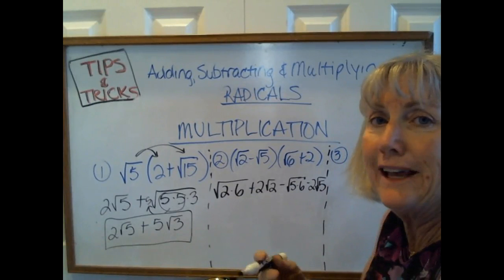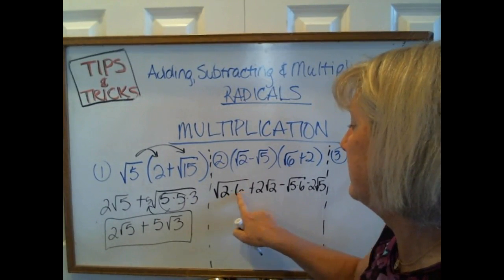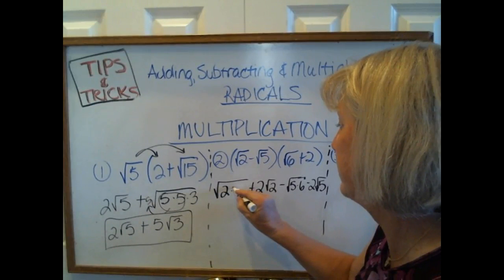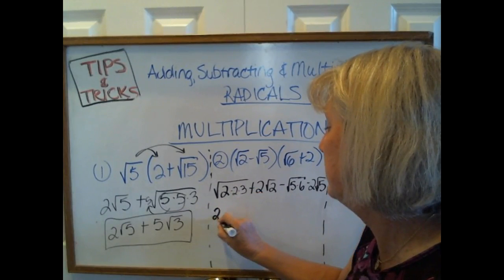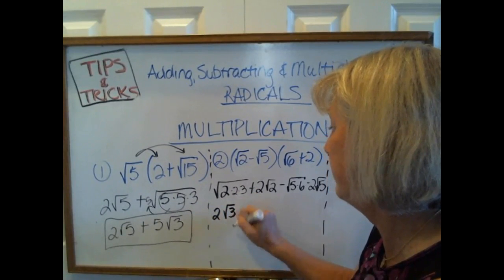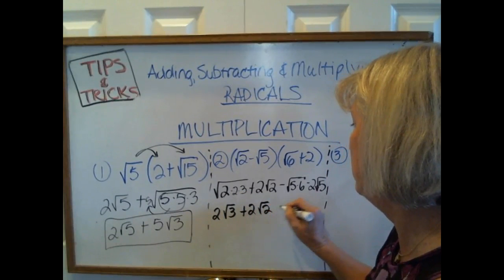Now our test is to see how we can simplify this. So this is the square root of 2 times 3, since the 6 is 2 times 3, and this 2 can come out. So this is 2 times the square root of 3 for this one. And this is 2 times the square root of 2.